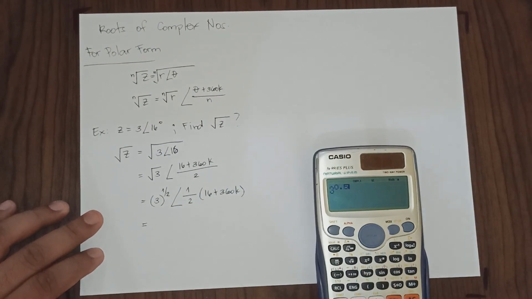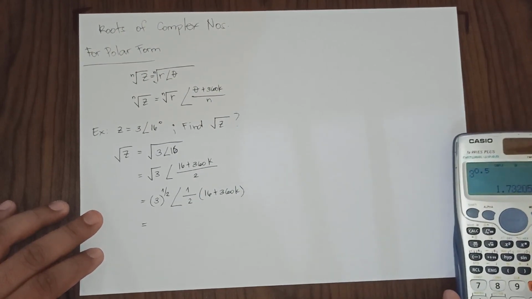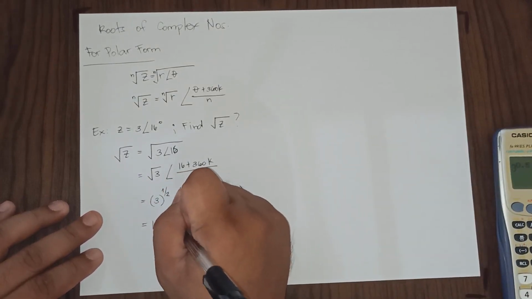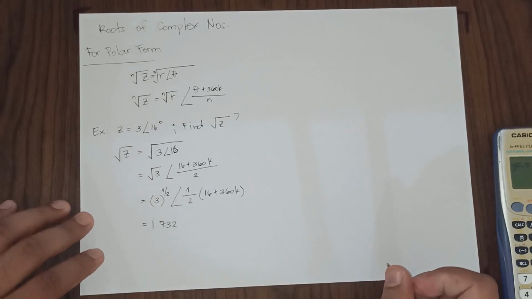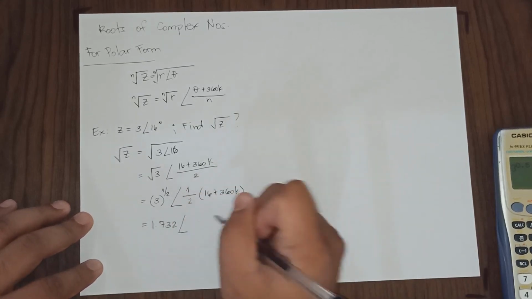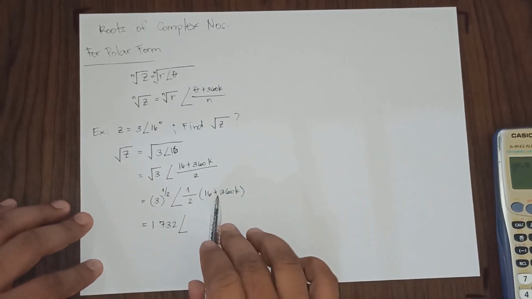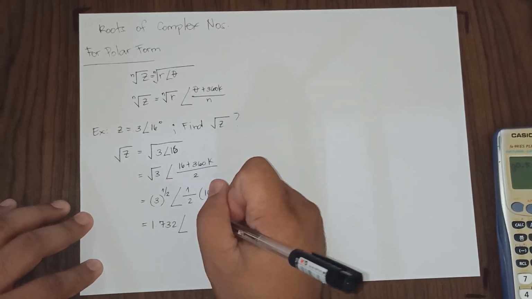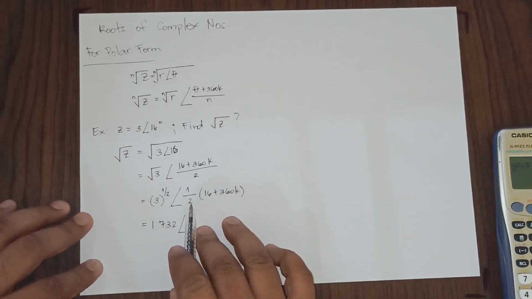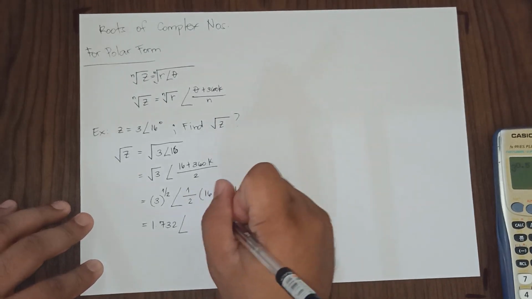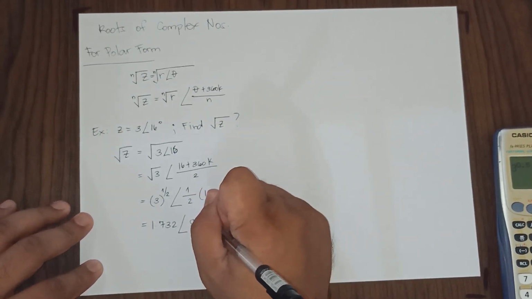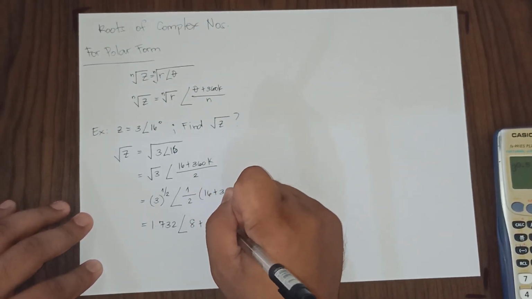So, ano ba yung 3 raised to 1/2? Yan ay 1.732 bar angle of 16 plus 360k over 2. That is 16 divided by 2 is 8 plus 360k.